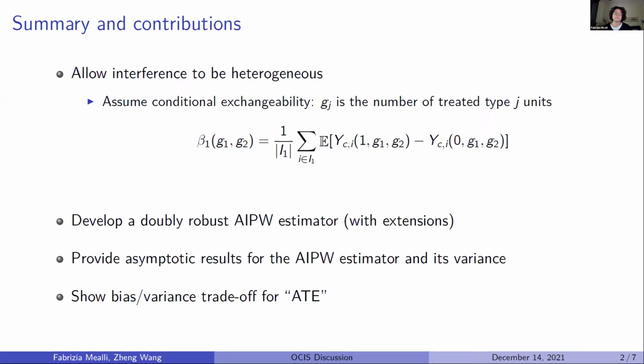And again, as Ruoxuan described, in the paper, they develop a doubly robust IPW estimator with all of the extensions, including the weakly connected clusters that Emma was referring to before. They also provide asymptotic results for the estimator and its variance. And they also show an interesting bias variance trade-off for the ACE.